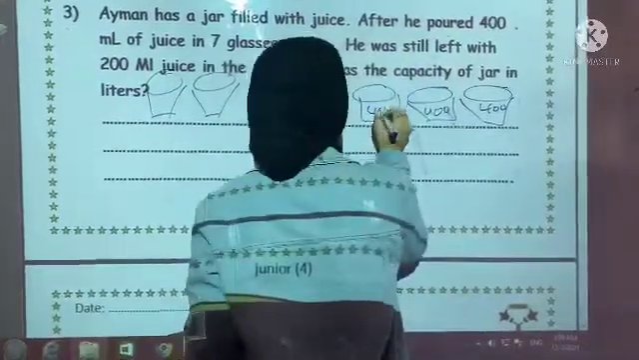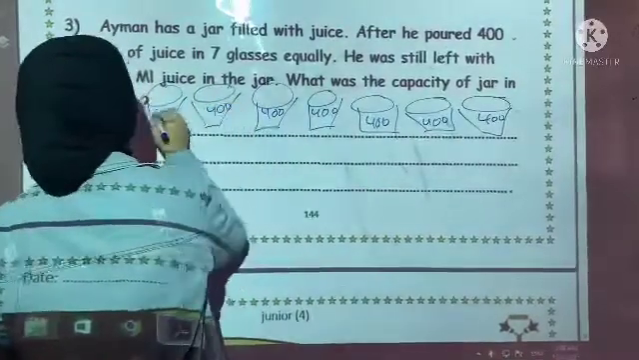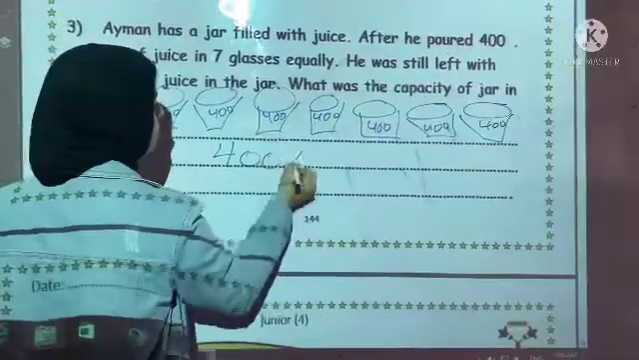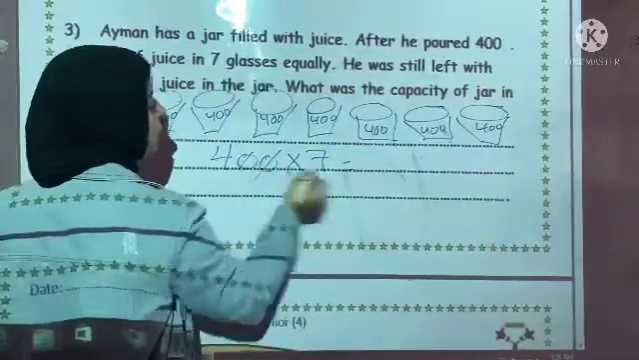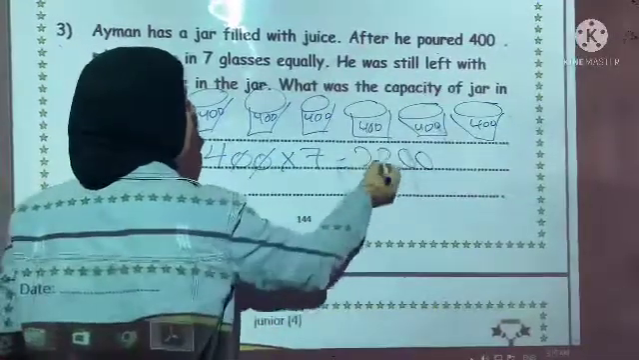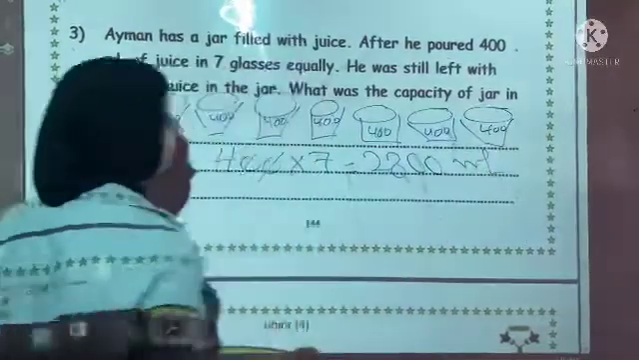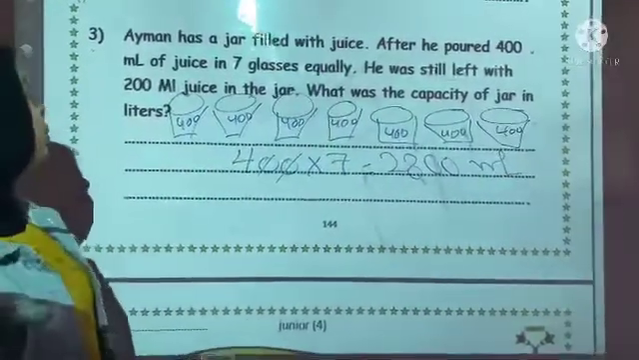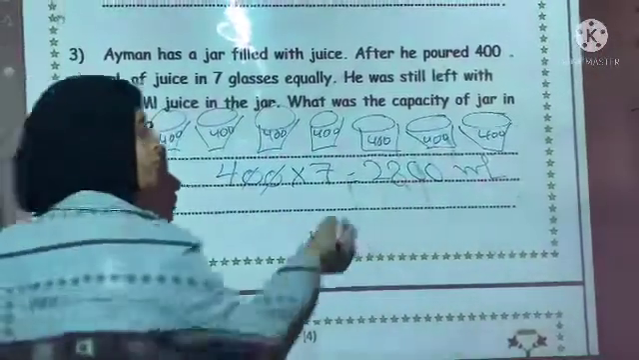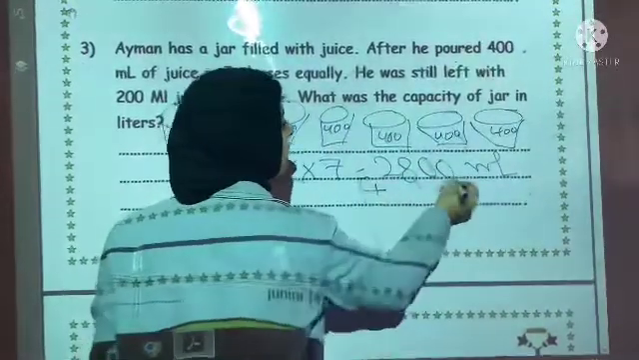That means I have repeated addition. When I have repeated addition, I should use times. So I'm going to make it 400 times 7. I have 2 zeros, and 4 times 7 is 28. So it will be 2800 milliliters. He was still left with 200 milliliters of juice in the jar. After he finished this, he still has another 200. That means I have 200 extra.